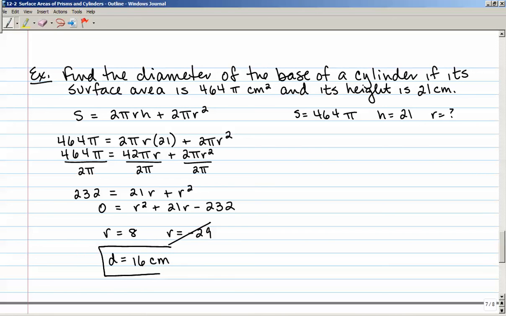So in this section we looked at the lateral area and the total surface area of prisms and cylinders. Just make sure, you don't have to have the formulas memorized, but make sure you're familiar with them and know how to plug things in.